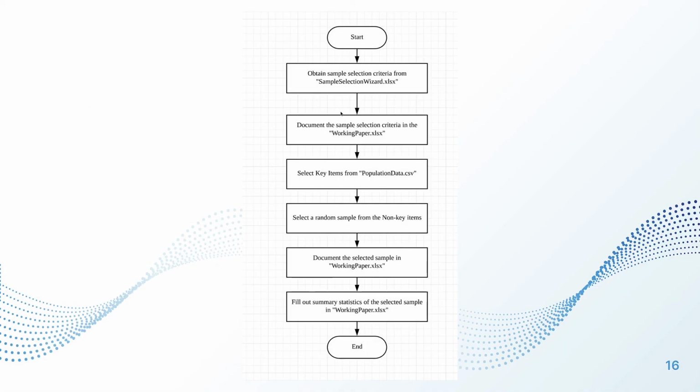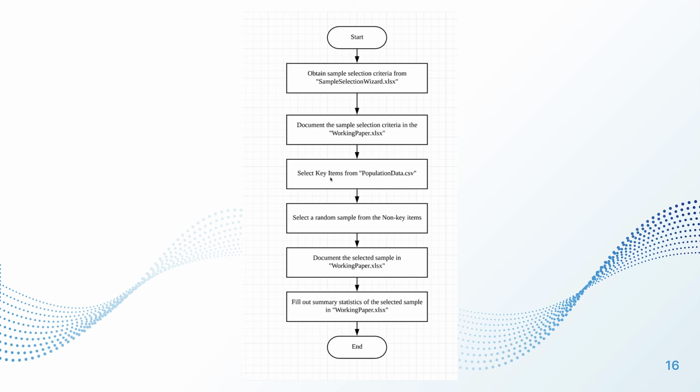Here is a flowchart of the automation. So once we start our automation, we are going to first obtain the sample selection criteria from the sample selection wizard. They will be used in the following procedure. Next, you are going to document the sample selection criteria in the working paper, which means you are going to take a screenshot of the sample selection wizard and then paste that picture to the working paper.